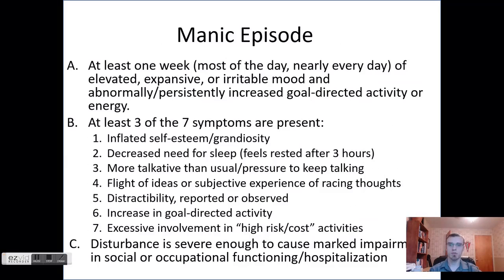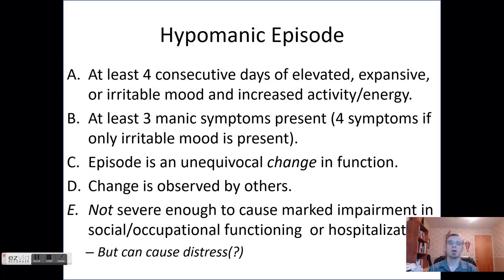At least 4 consecutive days. So 4 rather than at least 1 week, a fairly minor difference, right? 4 versus a full week seems like not much, but when you consider just the intensity of this condition, it makes more sense. Consecutive days of elevated, expansive, or irritable mood and increased activity or energy. At least 3 manic symptoms present. 4 symptoms if only irritable. So they make an interesting distinction here, that if they don't have expansiveness or elevated mood, if it's just irritability, then they say we need a few more of the actual symptoms to consider this some sort of episode.